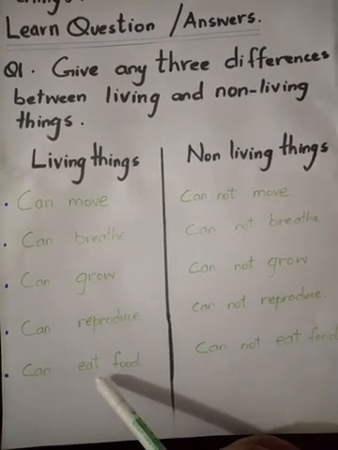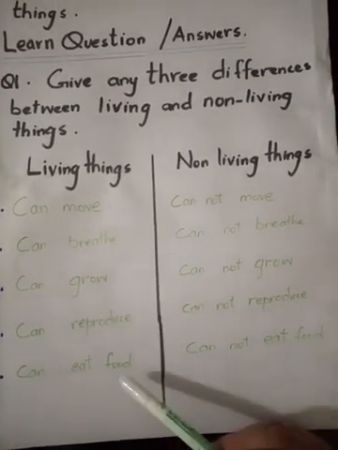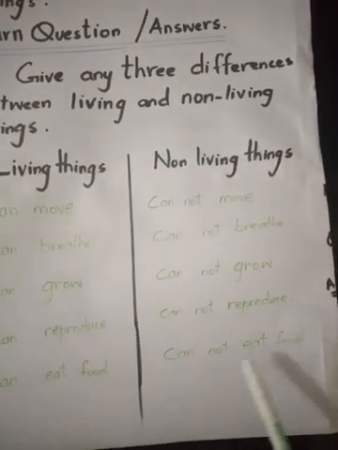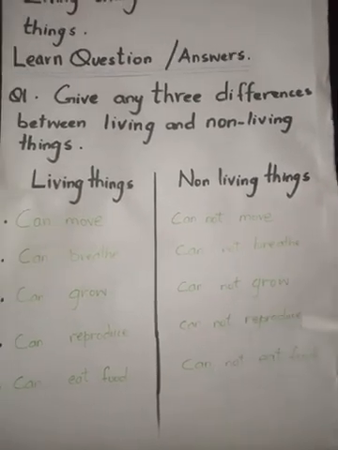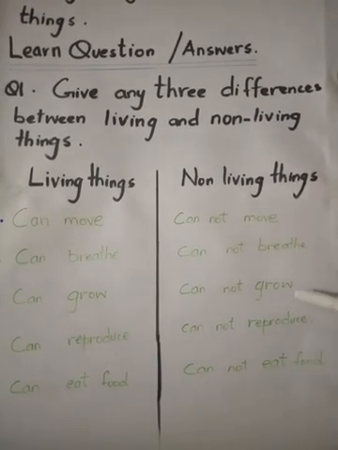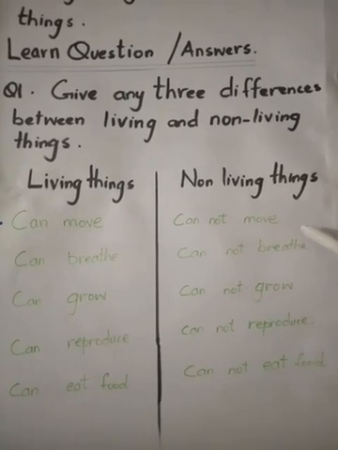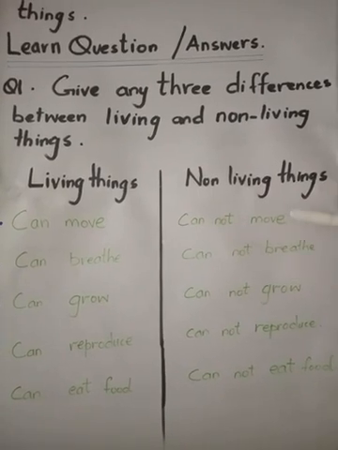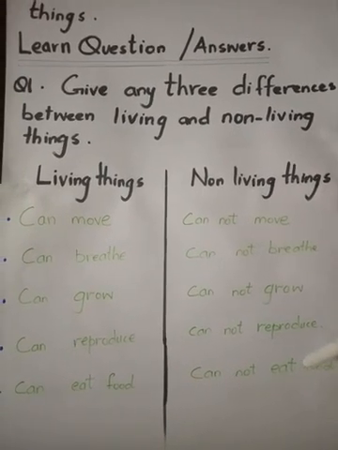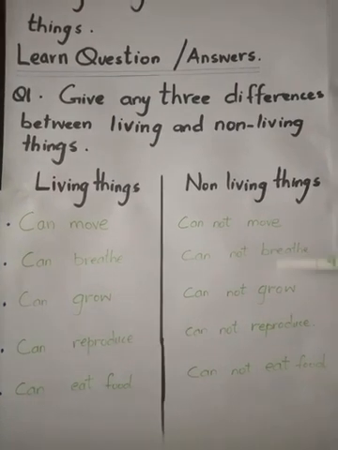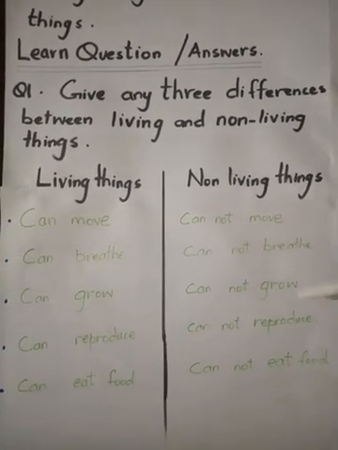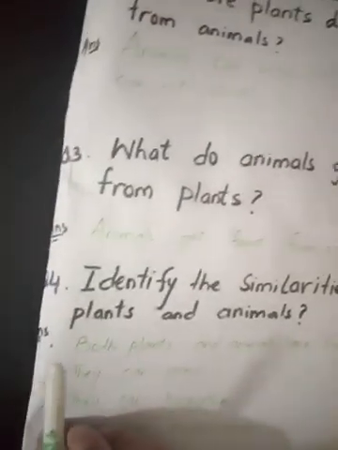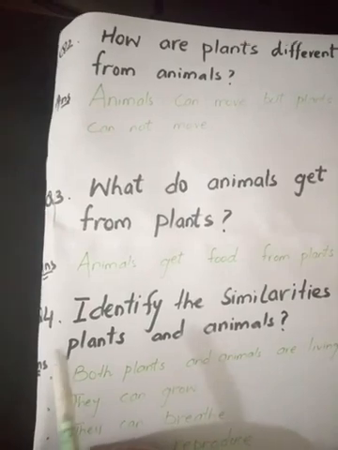The living things can eat food to stay alive. Obviously the living things have to eat food, but non-living things cannot eat food. Now these are the 5 points and you have to learn all, but you will attempt only 3 from here. Okay, so these are the differences that we have in the book, so please learn them and do the practice of the spellings also.